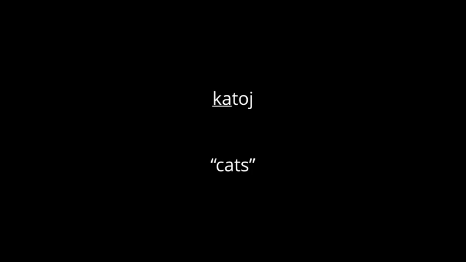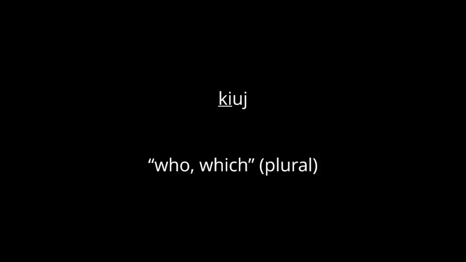The word for cats, now notice I underline the stress syllable. I'm not underlining the syllable necessarily that contains the diphthong. The word for cats is katoj. Katoj. The plural version of who or which, like in a sentence like, these are the ones who you like, is kiuj. Kiuj.